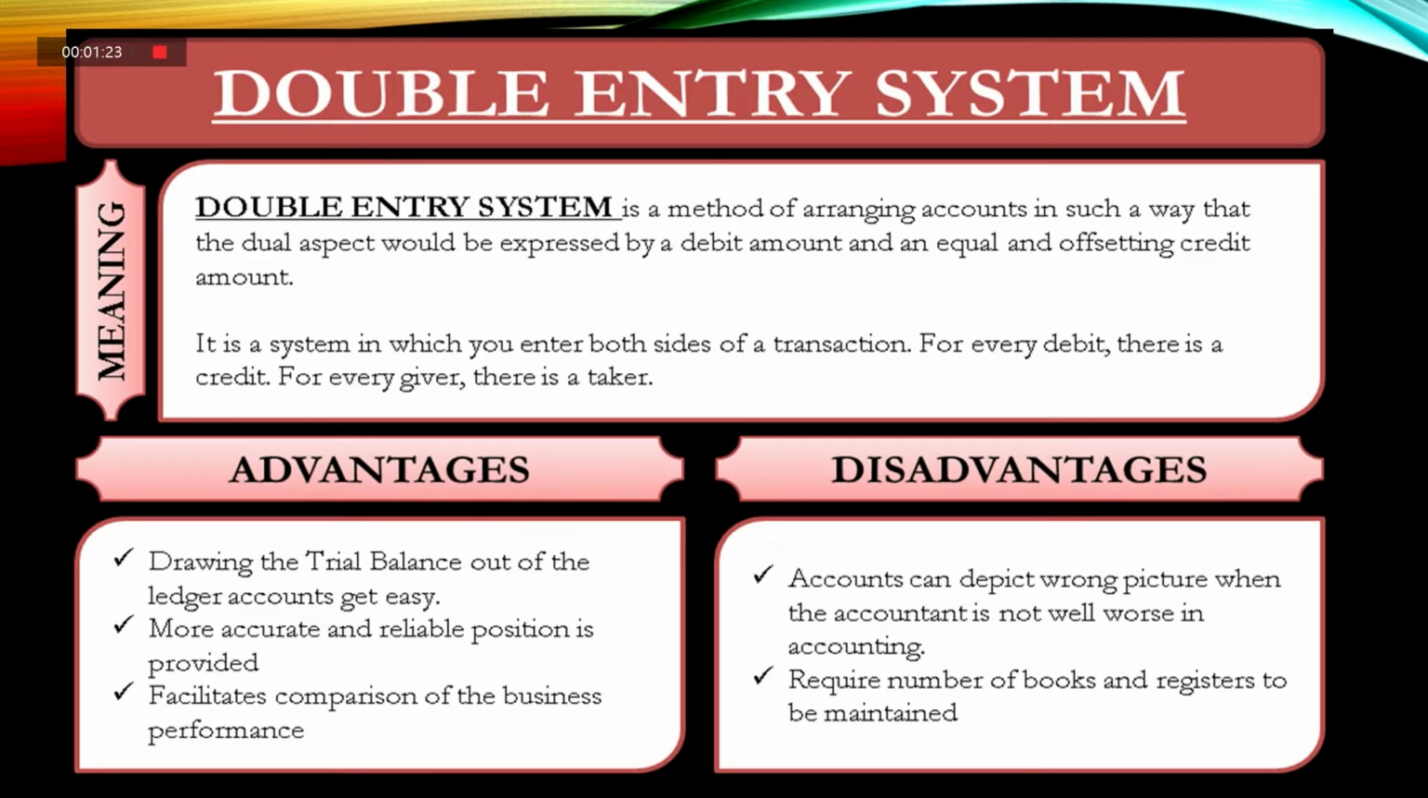There are some advantages of the double entry system. Drawing the trial balance out of the ledger accounts gets easy. A more accurate and reliable position is provided. It facilitates comparison of business performance. There are also disadvantages of the double entry system, among which are that accounts can depict a wrong picture when the accountant is not well versed in accounting, and it requires a number of books and registers to be maintained.